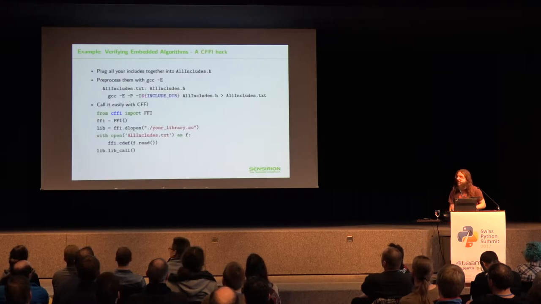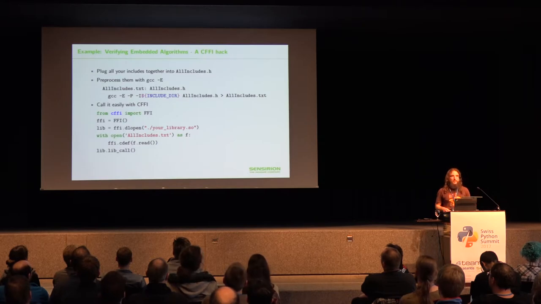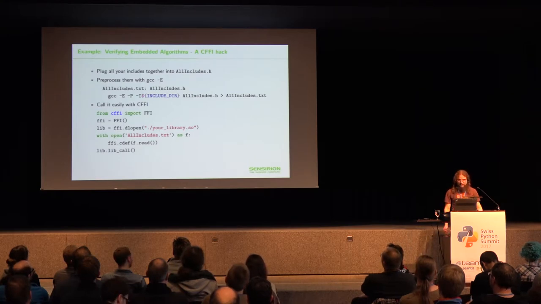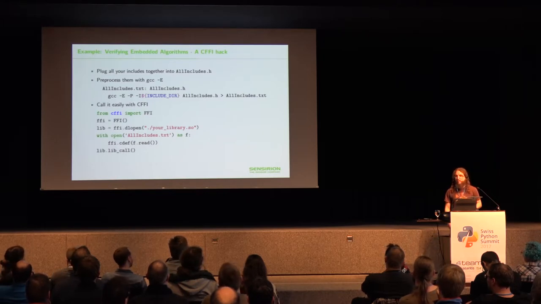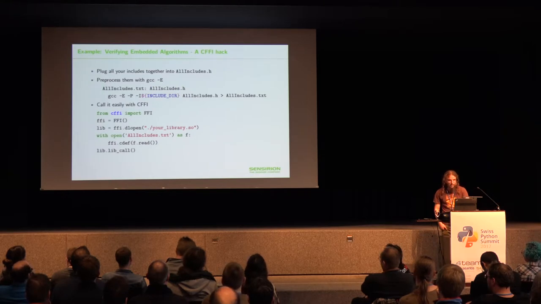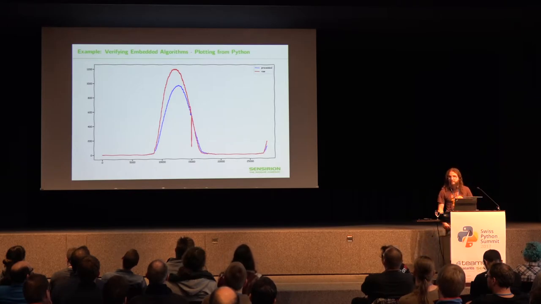And yeah, we have a little hack I want to show, on how to get started with CFFI with low overhead. It's just to make an all-includes header file which contains the whole public API of your embedded code that you need to test. Then squash it together with GCC by preprocessing everything and output this in a text file, and then use CFFI to just parse this text file. This works mostly well. Then you need to compile the library, of course, and then you can just call the C code from CFFI. So yeah, then you can do all your analysis in Python. This is some random data plotted with Python, but it could be your embedded algorithm that you're testing and verifying if it still works correctly.